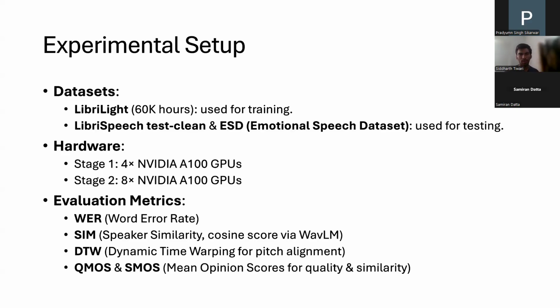And the next thing is subjective metrics. It is based on mean opinion score tests, and it is done on Amazon Mechanical Turk, covering both audio quality, QMOS, and speaker similarity, that is SMOS. Each example was rated by at least 20 listeners. So now we can discuss results.